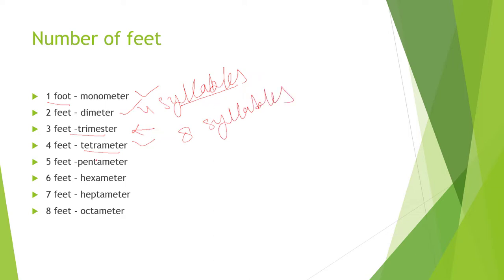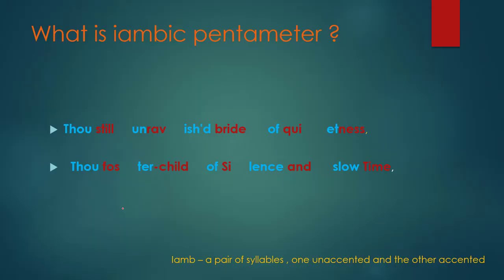And if there are 5 feet, meaning 10 syllables in a line, it is called pentameter. If there are 6 feet, it is hexameter. With 7 feet, it is called heptameter. And if there are 8 feet, meaning 16 syllables in a line, it is called octameter. So on the basis of how many feet are in the line, it can be dimeter, trimeter, tetrameter, pentameter, hexameter, heptameter or octameter. Now we will see what is iambic pentameter.